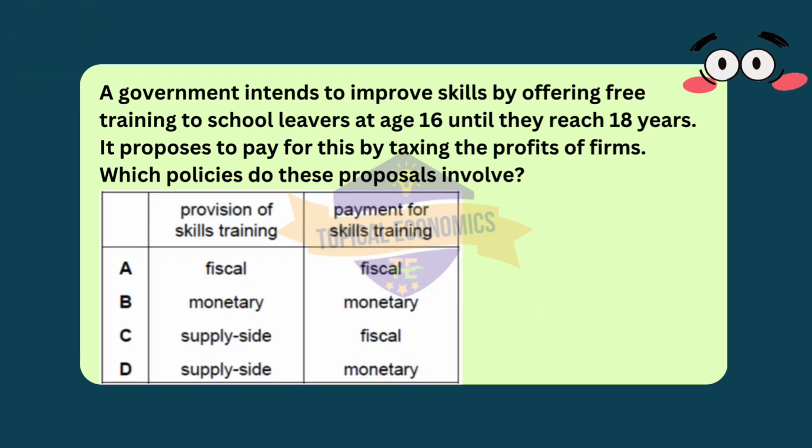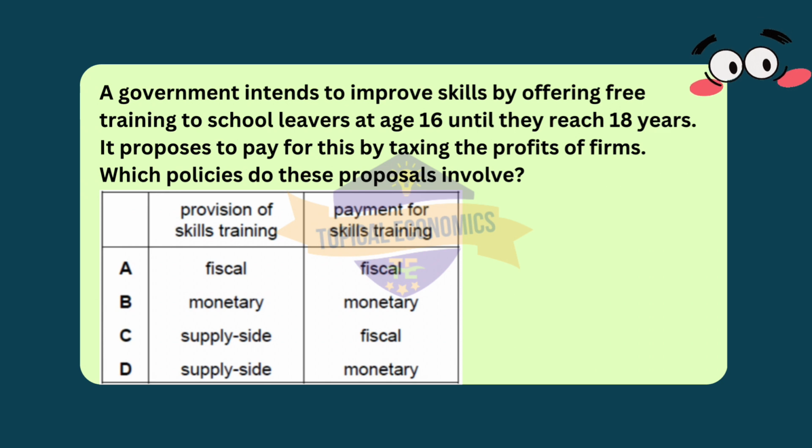Moving to question 16. A government intends to improve skills by offering free training to school leavers at age 16 until they reach 18 years. It proposes to pay for this by taxing the profits of firms. Which policies do these proposals involve? Reference, 2017 May-June version 1. The correct answer for this question is option C.